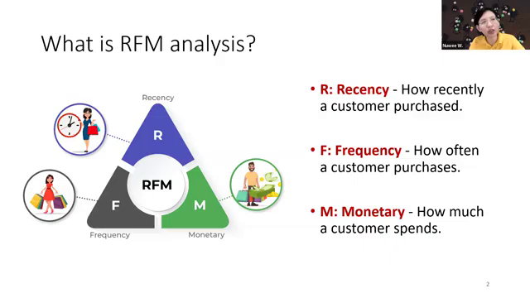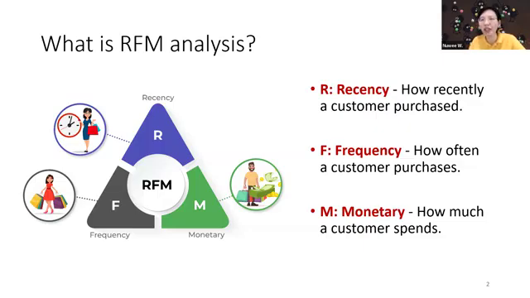Next is F. F is frequency. Frequency looks at how often a customer makes any purchase at our store. Maybe you go to 7-Eleven every day, so your frequency for the whole year is maybe 365, for example. The higher, the better, right? Recency, the smaller, the better, because the more recent you are, the smaller the number of days.